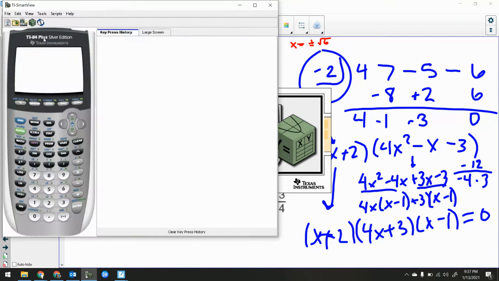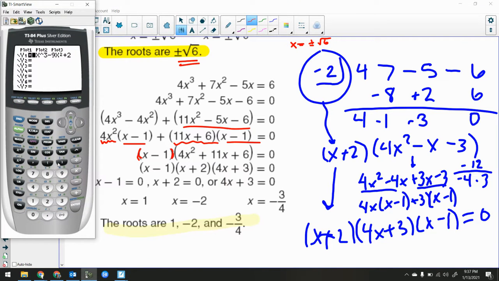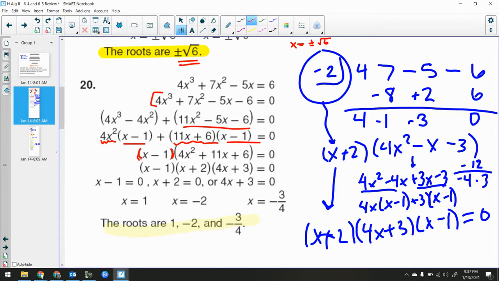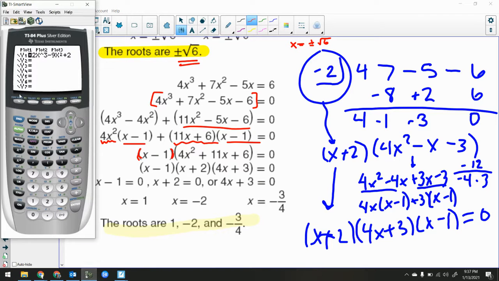So let's pull up our calculator here and let's plug in. Where would we plug in? Don't forget that you solve it for 0, and then that's the function that you put into your calculator. You go into your y equals, and I've got 4x to the third plus 7x squared minus 5x minus 6. And I'm going to graph.